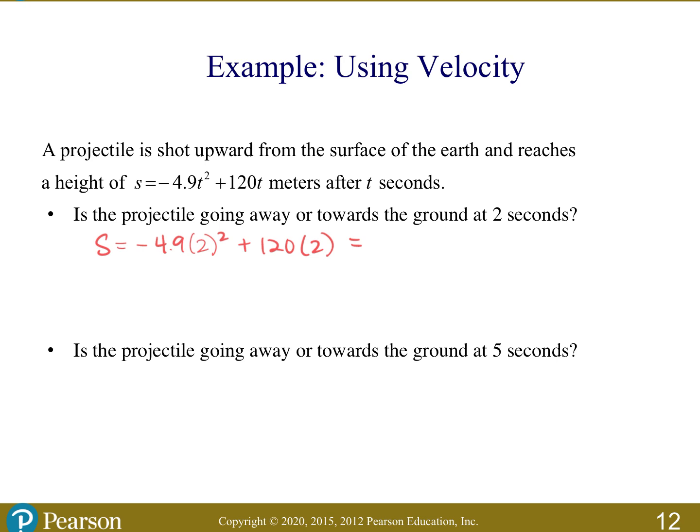If I take 2 and multiply it by 120, I'm going to have a really big positive number, and the negative 4.9 is not going to be enough. So this is going to be a positive value, and that's really all you need to know. Since the position is positive, the velocity would be the derivative of that: negative 9.8 times 2 plus 120. That also looks to be a positive value. So since both the position and the velocity are positive, relative to the ground the projectile is going which way? Away from the ground.